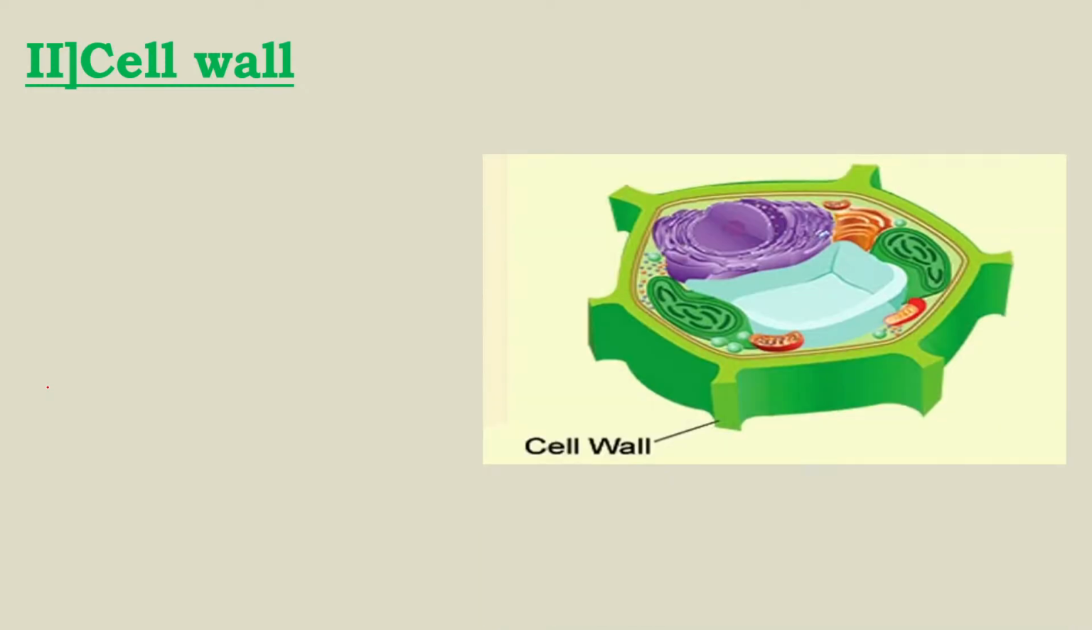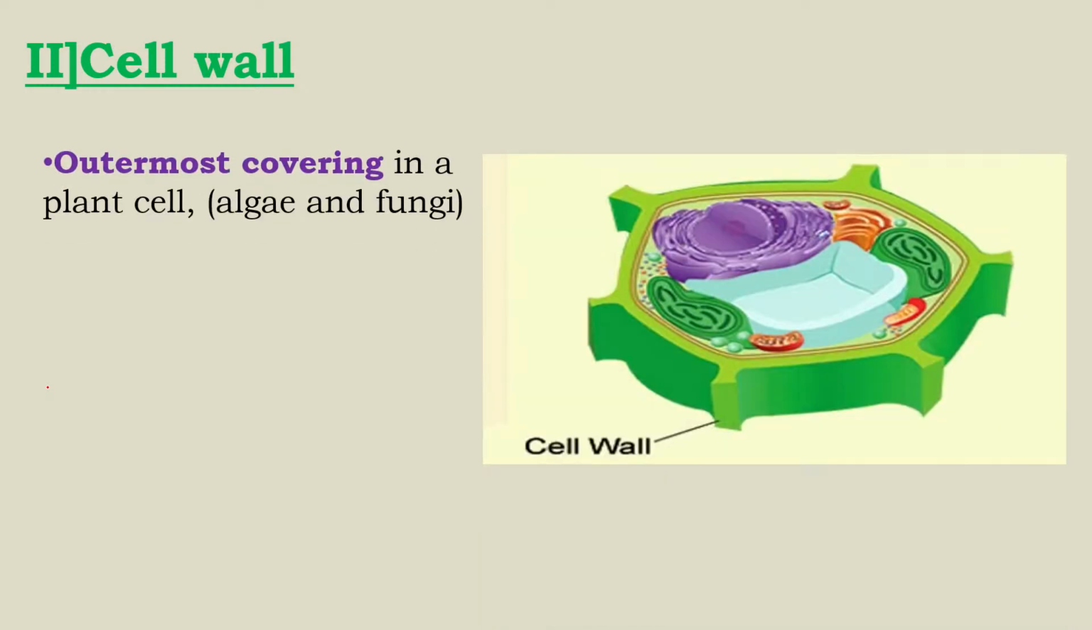Apart from that, the cell contains a cell wall. Now cell walls are not present in all types of cells. The cell wall is an additional covering in the plant cell. Which types of cell? Plant cell. So this plant cell will contain an additional covering, and that additional covering is the cell wall.